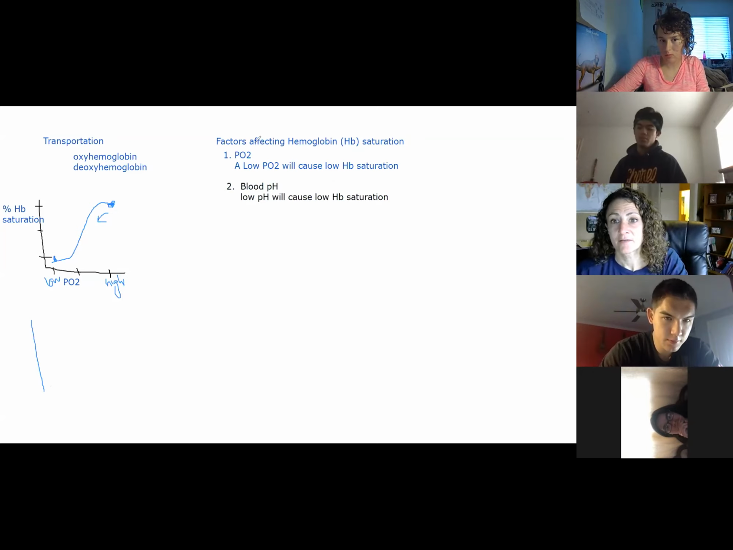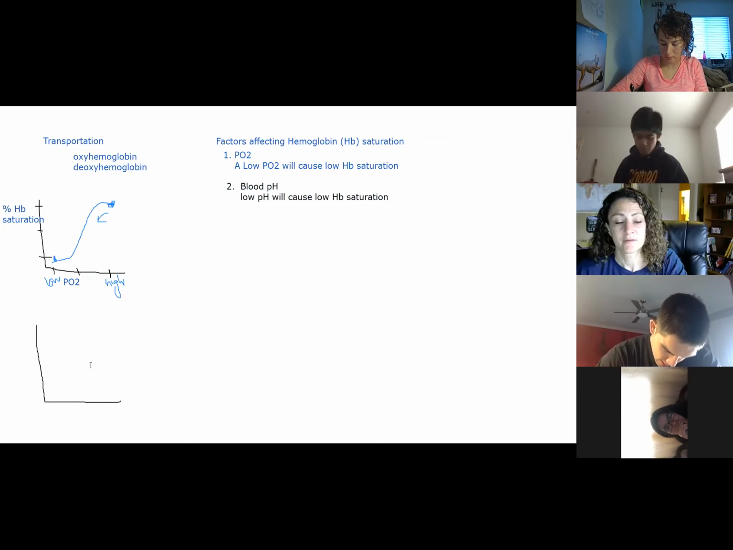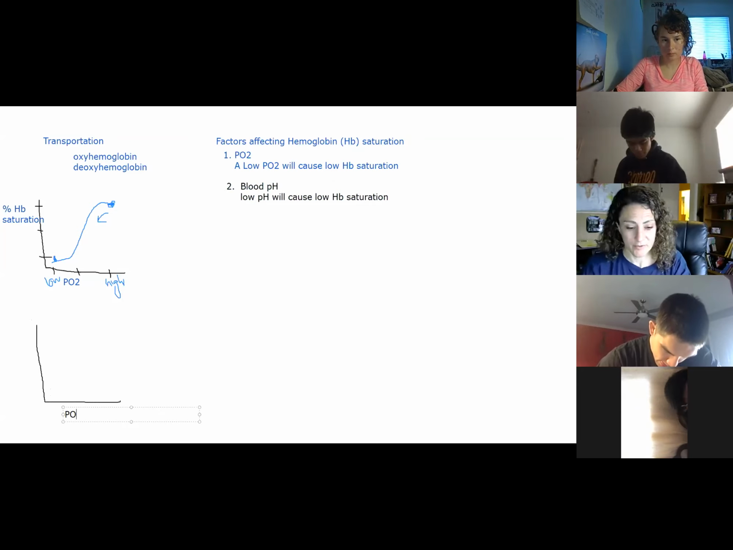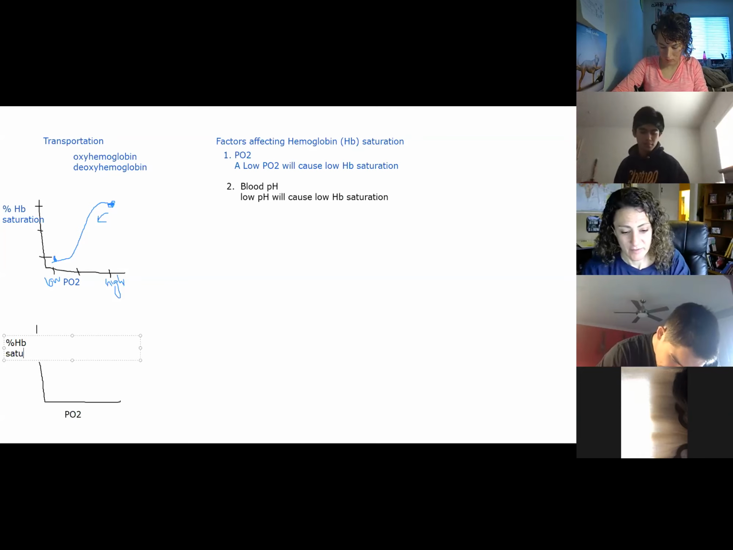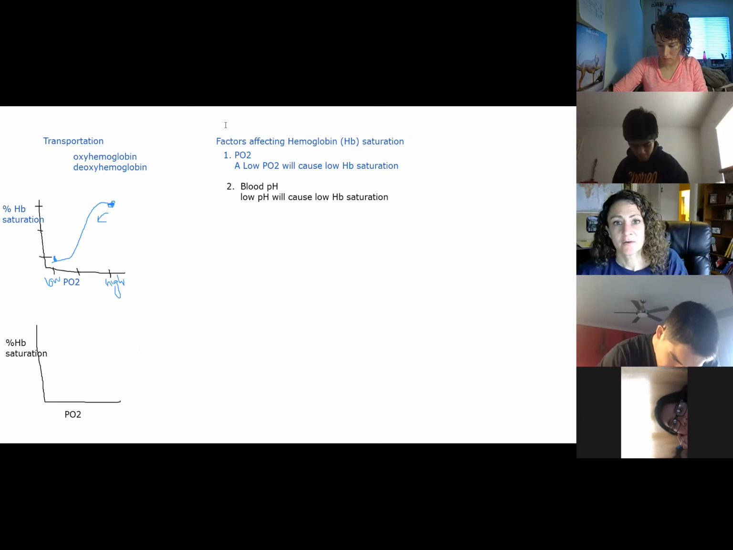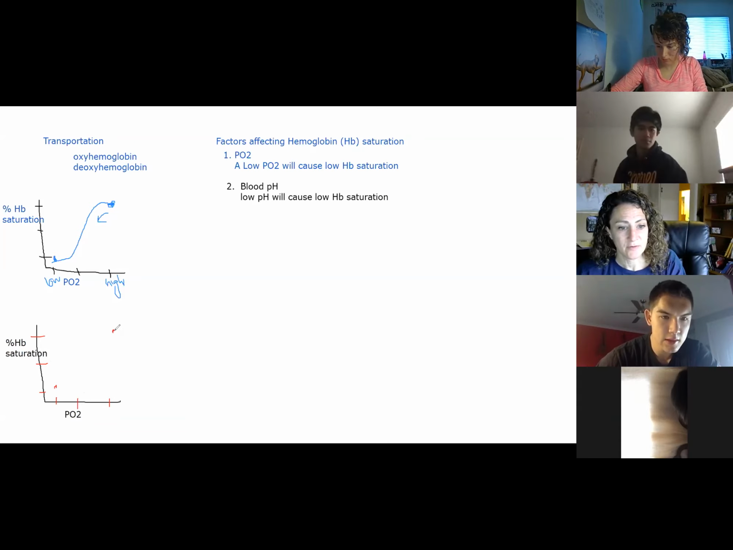This graph is going to start out looking exactly the same as the first graph. It's going to have partial pressure of oxygen on the x-axis, percent hemoglobin saturation on the y-axis, and it's going to have the same curve. Low, medium, high. I'm going to draw this same hemoglobin saturation curve.